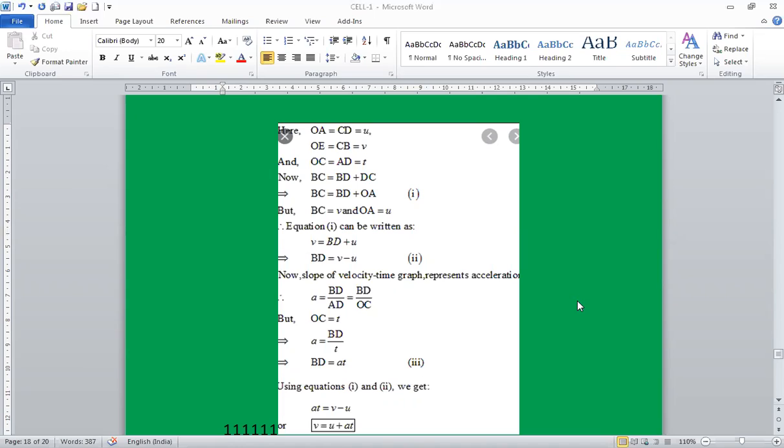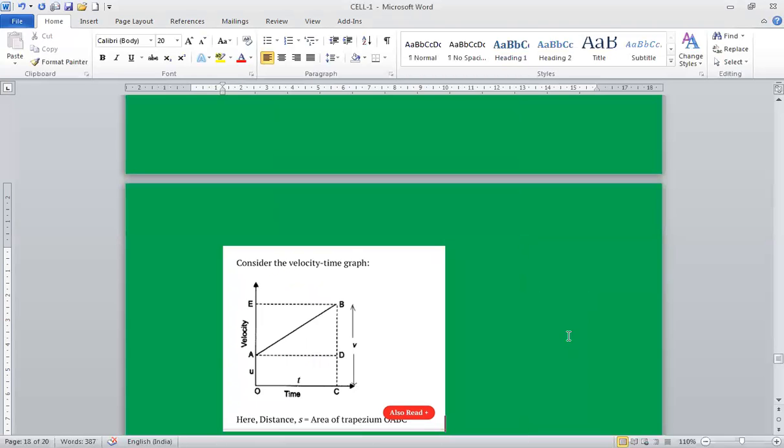See, this is the first equation of motion. This is the velocity time graph, and with the help of this graph, we are going to study the first equation of motion, that is V is equal to U plus AT. V, that is final velocity, is equal to initial velocity plus acceleration into time.